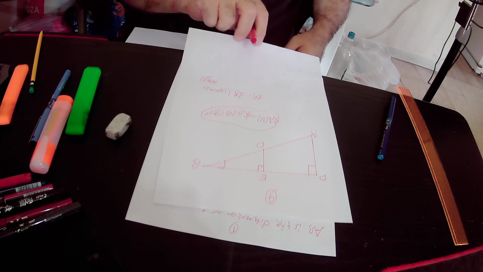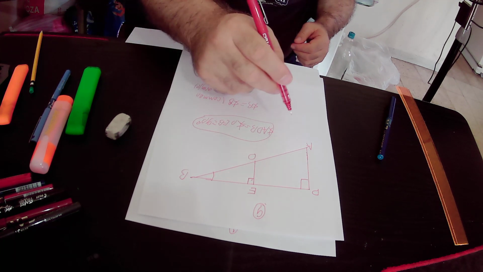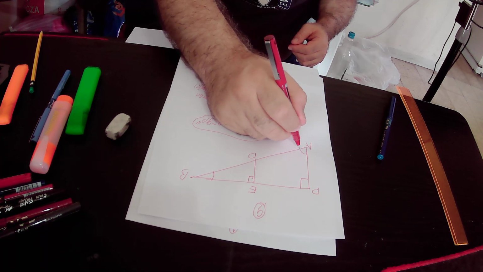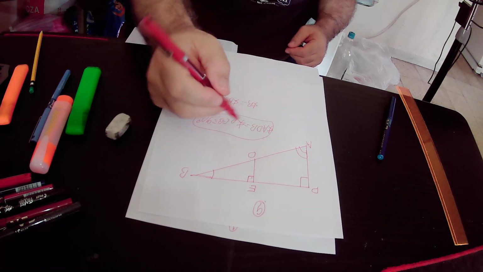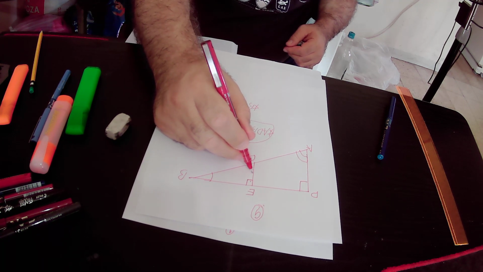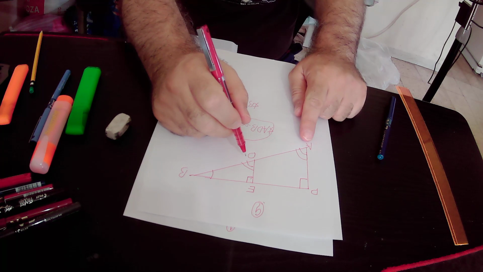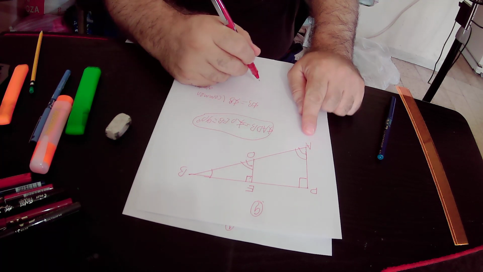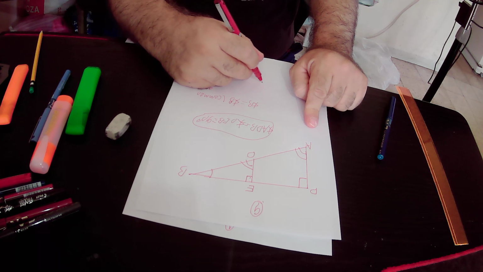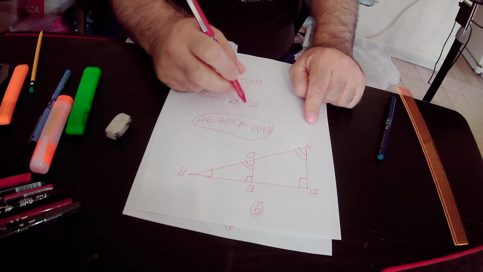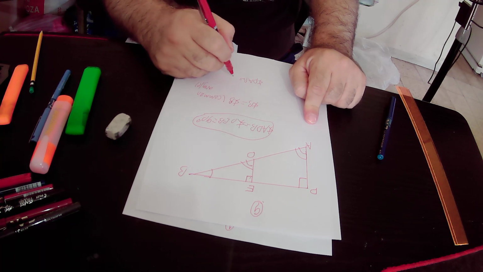And the third angle, angle DAB in the big triangle, and angle EOB in the small triangle are also equal. Those two angles are also equal to each other. So angle DAB is equal to angle EOB.